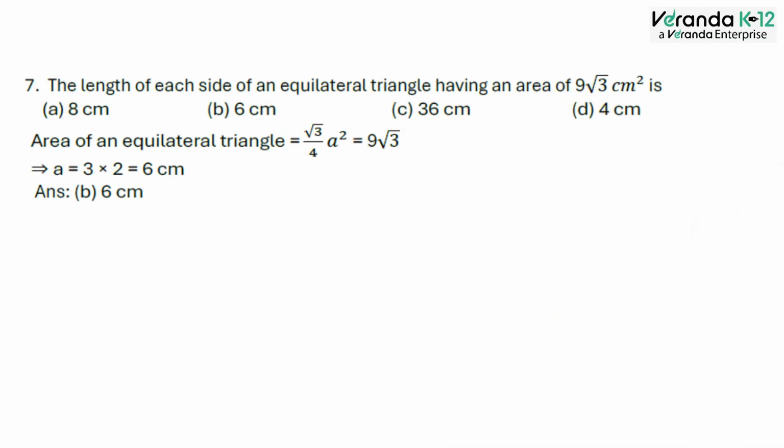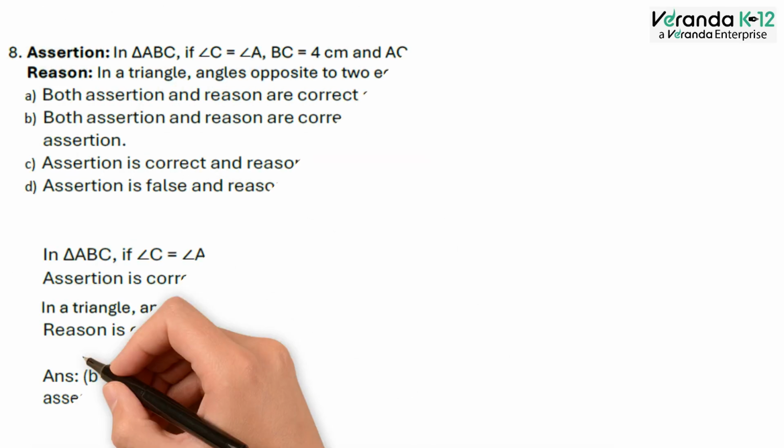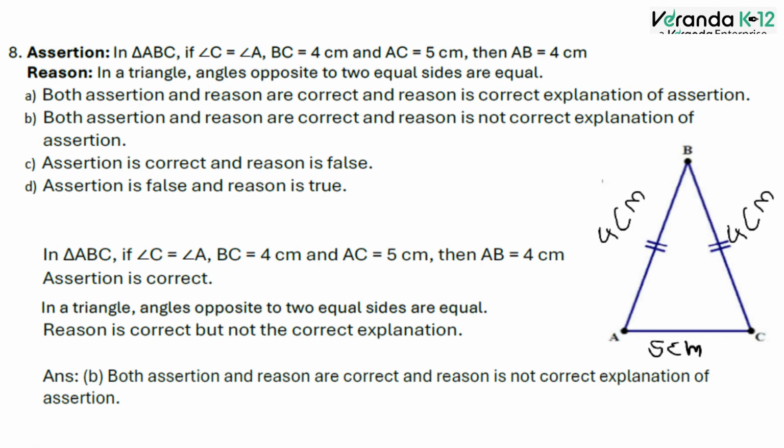Next question, the length of each side of an equilateral triangle having an area of 9 root 3 centimeter square. The area of an equilateral triangle formula is root 3 by 4 a square, and equating that with the given value we can find a is equal to 6 centimeter. Correct option is B.